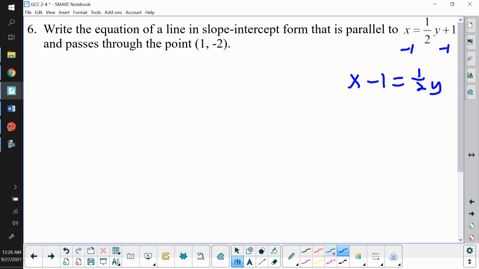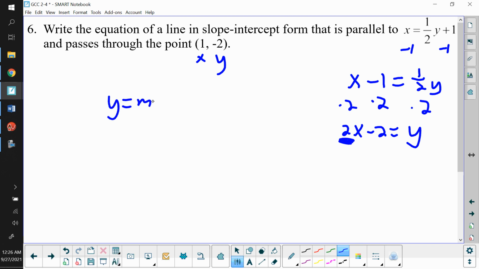To get rid of the 1/2, you can do one of two things. You can divide by a half, and dividing by a half is the same as multiplying everything by 2. So we're going to multiply everything by 2, and we'll get 2x minus 2 is just equal to y. So our slope, if we want parallel, is going to be 2. And we've got our x and our y here from our point in the question.